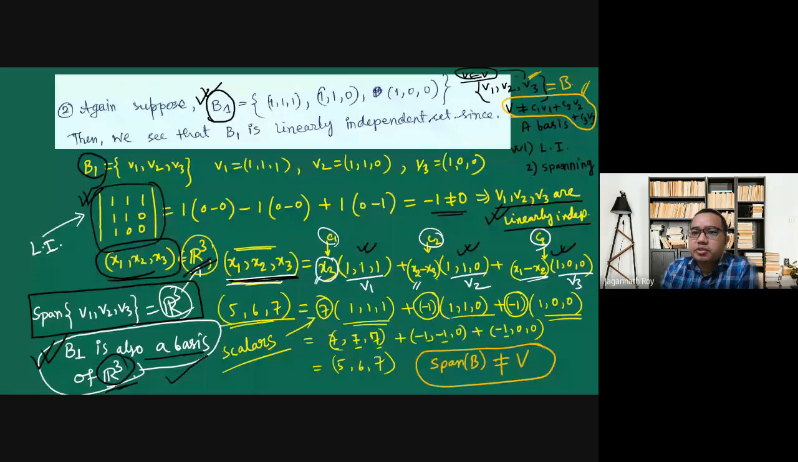Suppose this is B2 actually, in order to distinguish, because we have already defined B and B1. So suppose for some B2 and a vector space V, we may not be able to write this. Then this B2 is not a basis.